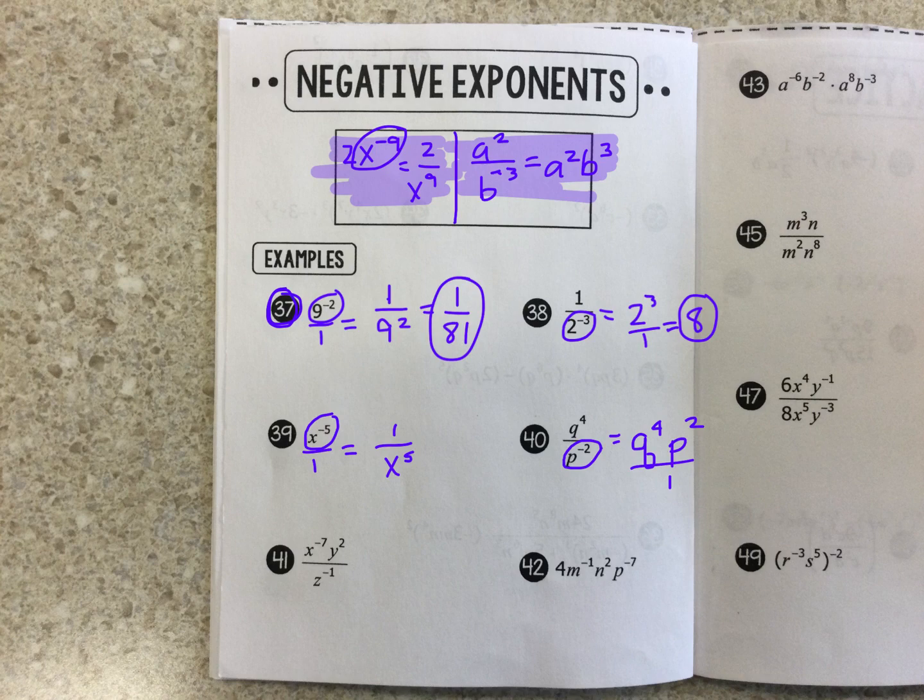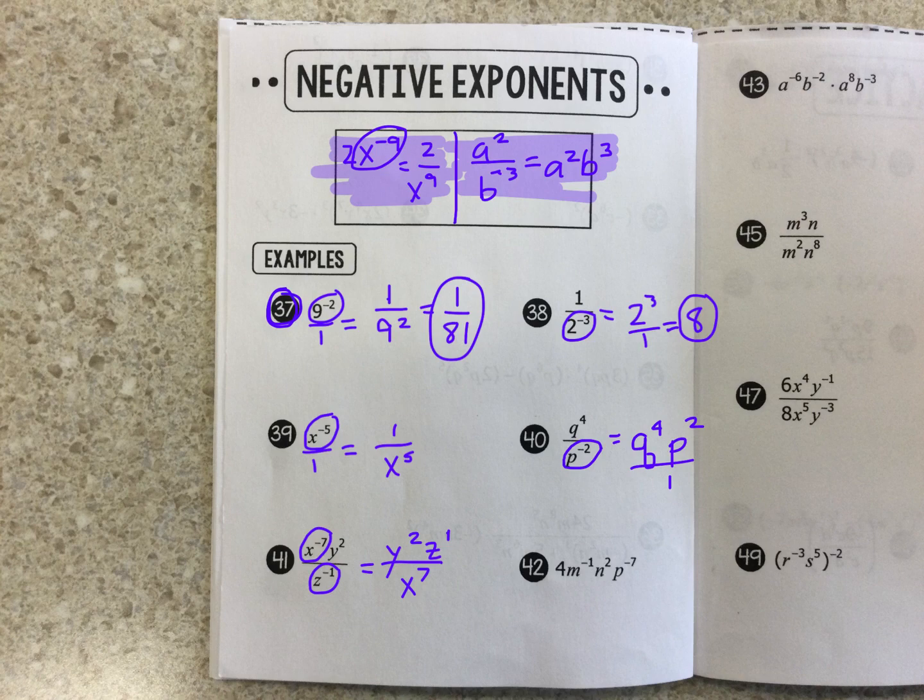You don't have to. This one, I've got a negative 7 and a negative 1. So I've got 2 things that are illegal. The y squared is not illegal. It gets to stay where it is. The z to the 1 needs to come to the top to make it positive, and the x to the 7 comes to the bottom to make it positive.